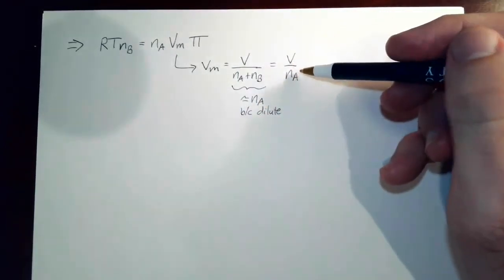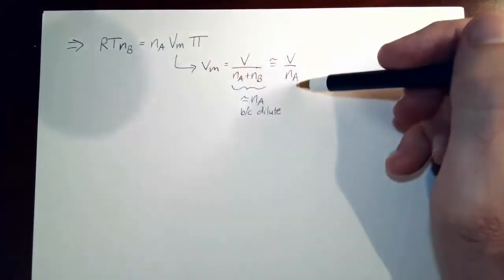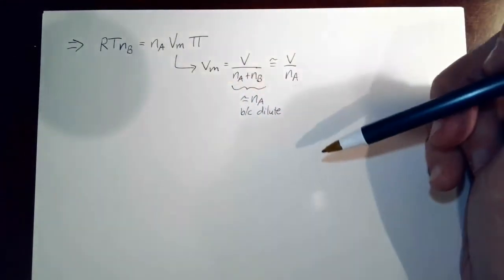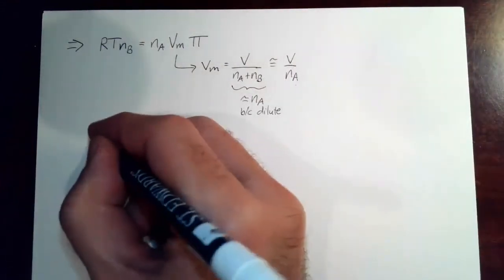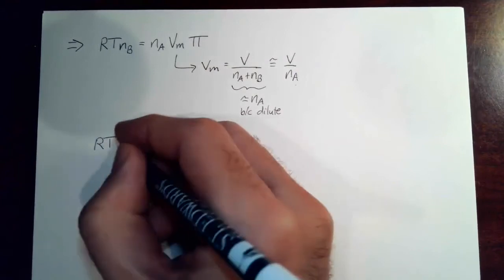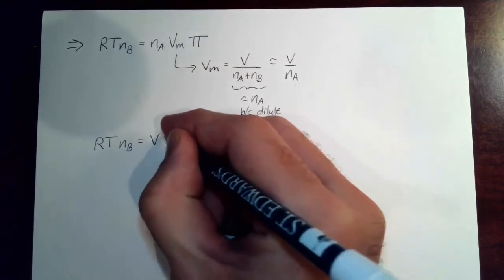And with that approximation, you see that when I put V over Na right here, the Na and the 1 over Na are going to cancel. So I end up with RT Nb equals V pi.